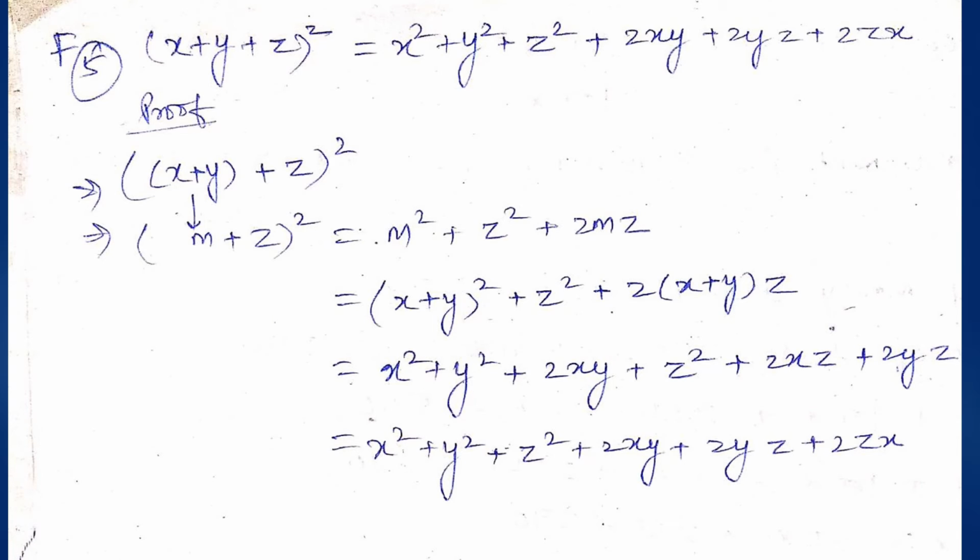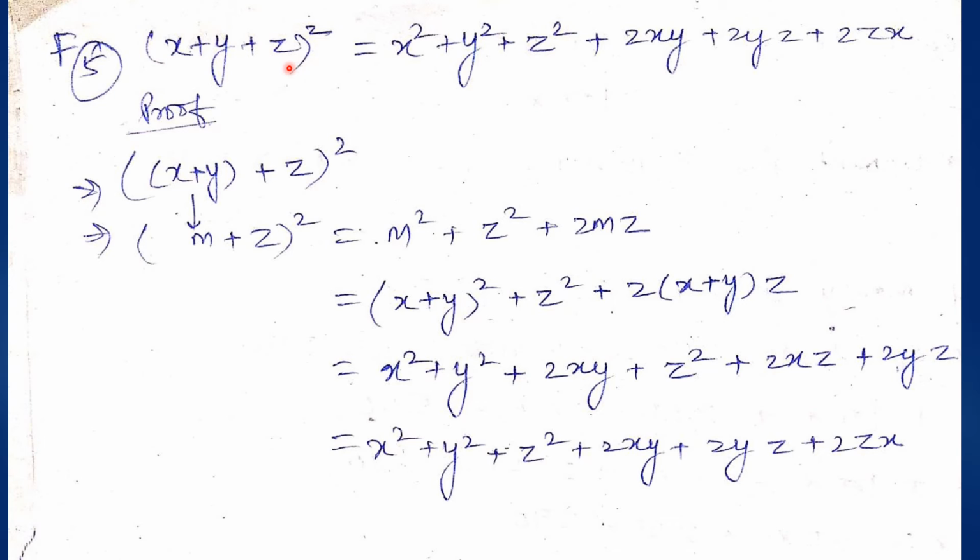Now the first new formula, that is formula number 5, is (x plus y plus z) whole square. We have studied (x plus y) whole square, but we have not studied this formula. Not difficult. We will learn how to derive it.